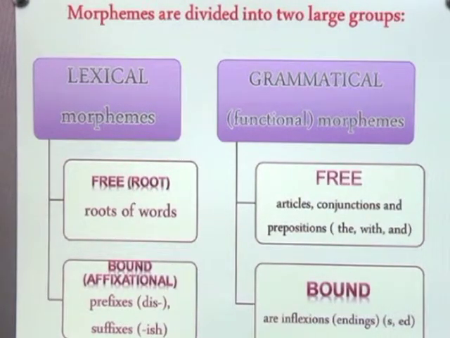Bound lexical morphemes are affixes. They are prefixes and suffixes. Bound grammatical morphemes are inflections or endings. For example, s for the plural of nouns, ed for the past indefinite, also er for the comparative degree of adjectives.